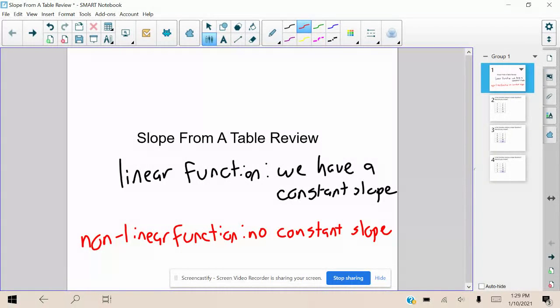So before we've talked about, hey, can we find a constant slope, yes or no? Now all we're doing is taking it just one step further, and we're saying, is this a linear function or is this a non-linear function? And again, a linear function means that we have a constant slope. A non-linear function means that we have no constant slope. So without further ado, let's begin.